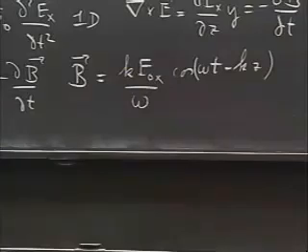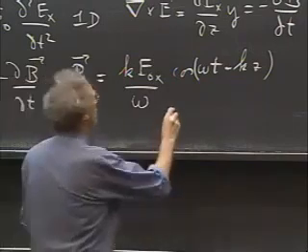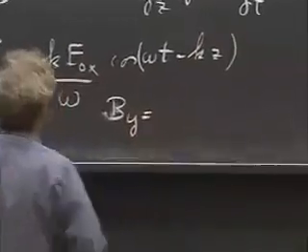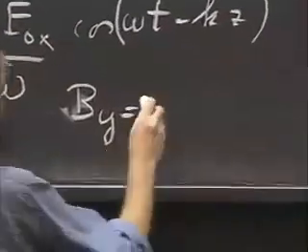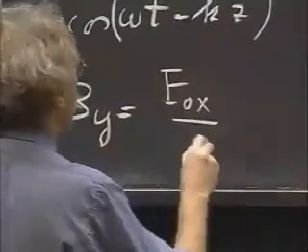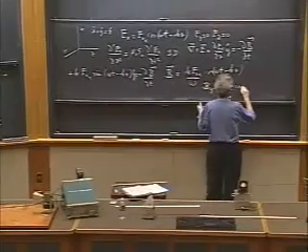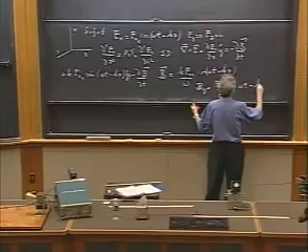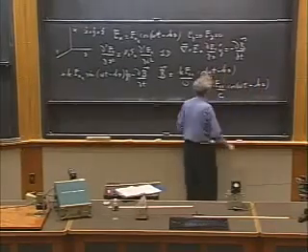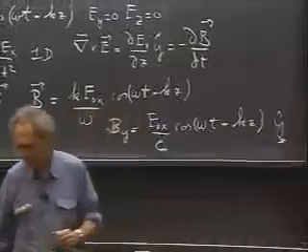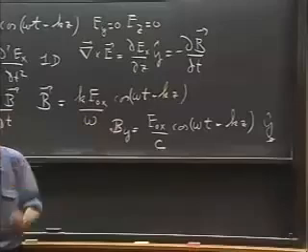But omega divided by k is c. That is the speed of light. And so I can also write this now, that B in the y direction, to indicate that it is in the y direction, E0x divided by c, because omega divided by k is c, times the cosine omega t minus kz. And just to remind you, here is your y again. But of course the By already indicates that.